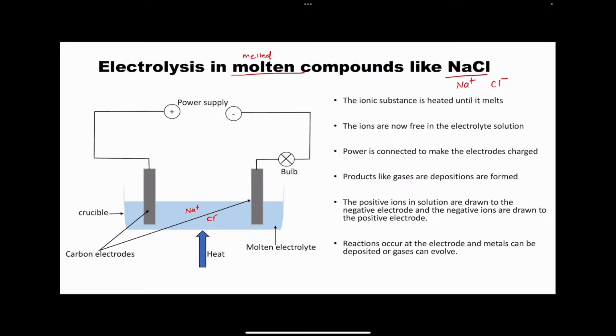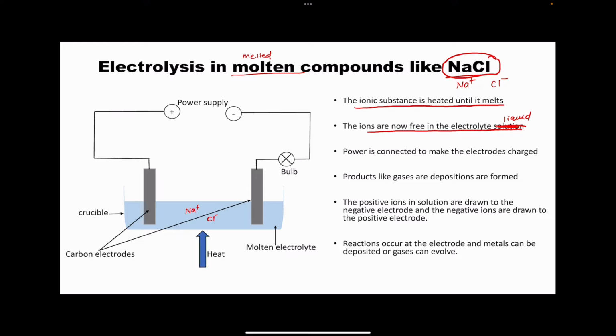So here it says the ionic substance is heated until it melts. So you will get sodium chloride heated until it melts. When it melts, the ions are free in the electrolyte. I would say electrolyte liquid, not solution, in the electrolyte liquid.